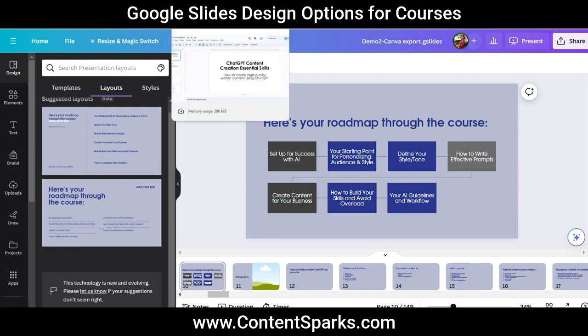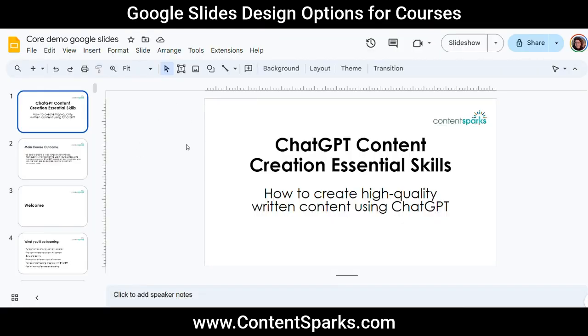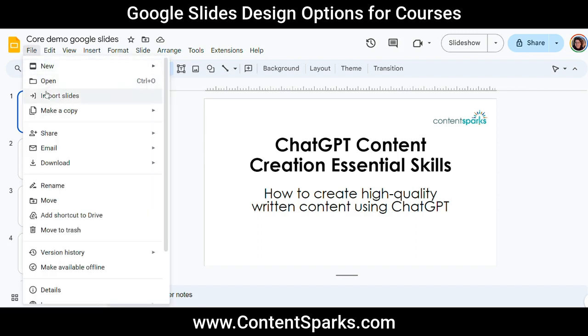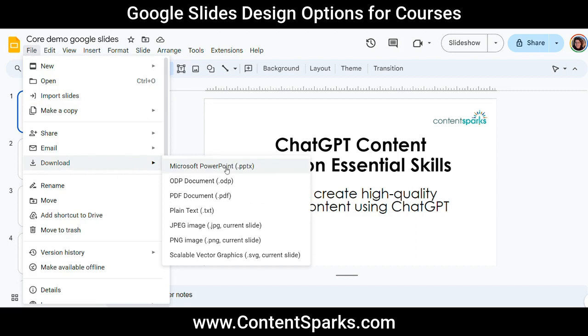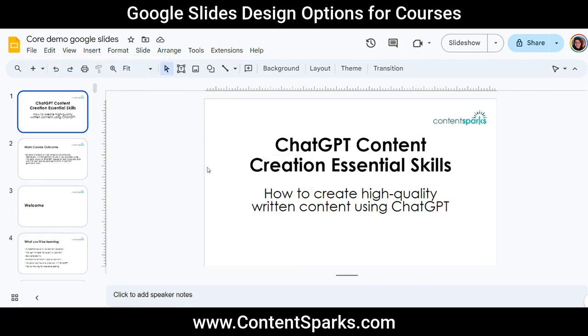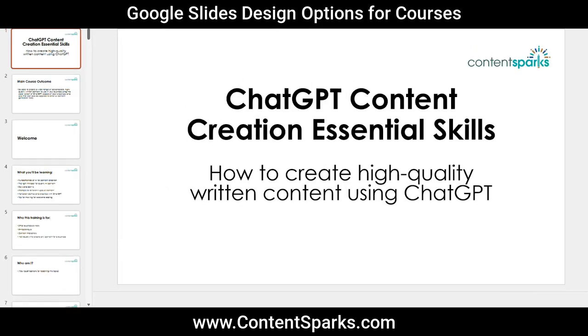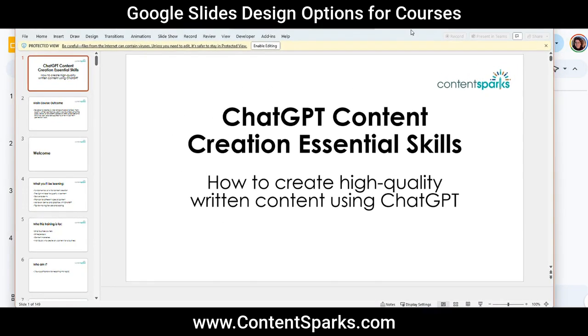The last one I want to talk about is for using PowerPoint, because PowerPoint is still one of the most common ones to use. In that case, I'd go over to File and then Download and download the PowerPoint. So again, I'm going from Google Slides and downloading it as a PowerPoint and then doing everything in PowerPoint. So I've downloaded it and I'm going to open that up in PowerPoint. And then you're doing it the same as you would do with any PowerPoint file.